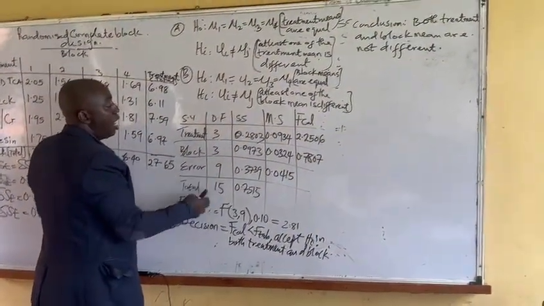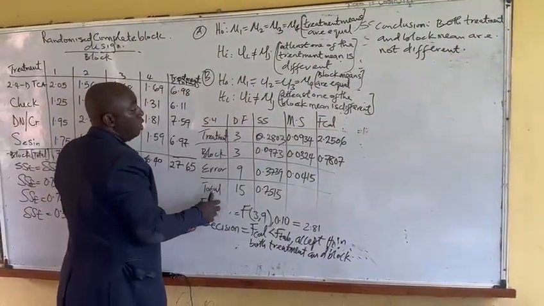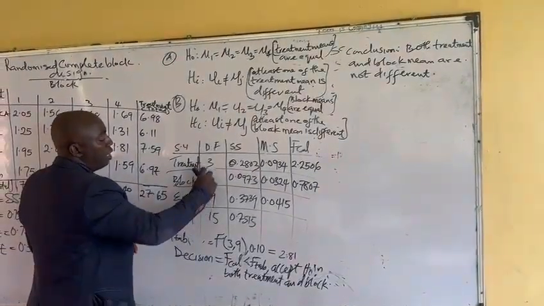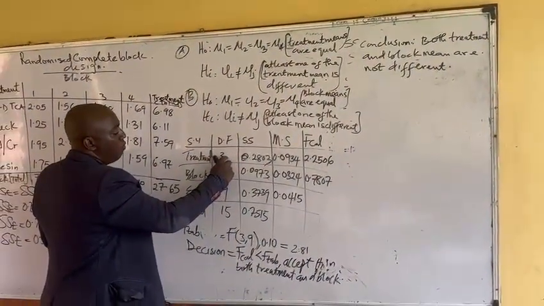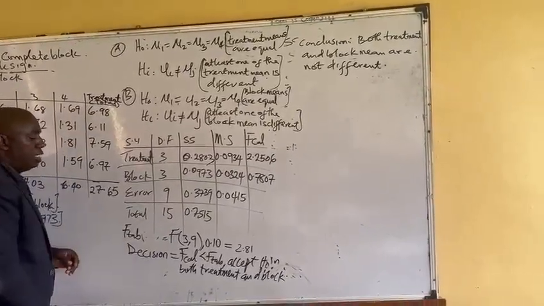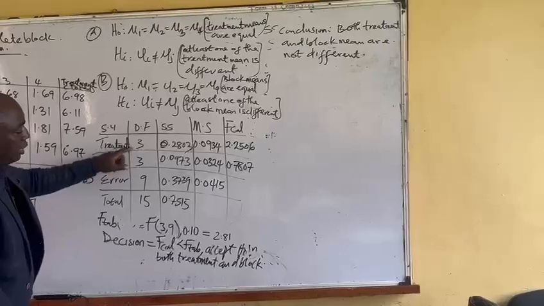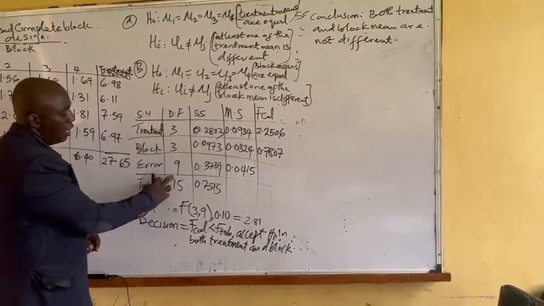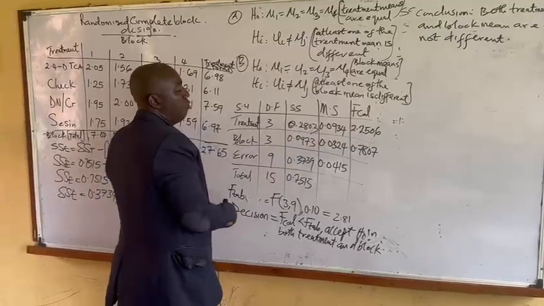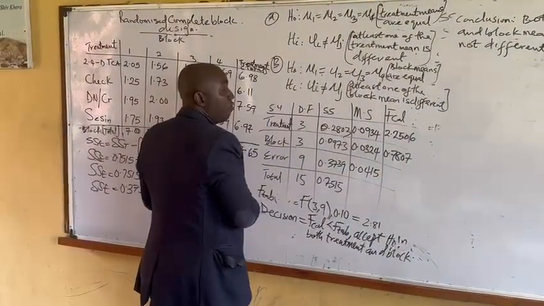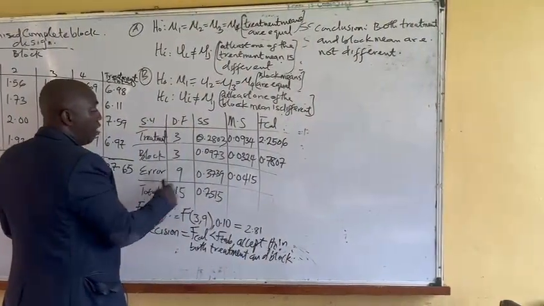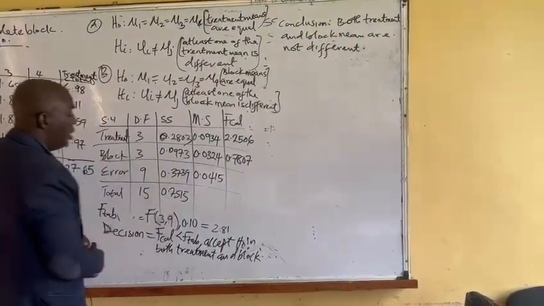Then the error can be done by subtracting the sum of the degrees of freedom of treatment and block from the degree of freedom for total. So this is 15 minus 6, giving us 9. Then the sum of square for treatment is 0.2803. We have gotten it before. The sum of square for block is 0.0973. Then the sum of square for error is 0.3739.